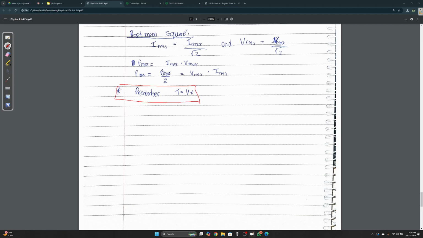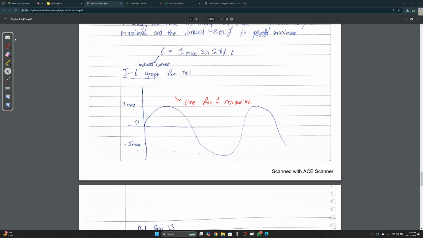T is equal to 1 over F. This T is not time. It's the period, as in the time for one revolution. Let's go back to our I graph for the AC. This is one period, right? Because it's one complete revolution. Let's say I stopped here at 4 seconds. So T is equal to 4 seconds. And F is frequency. F is how many rotations it does.